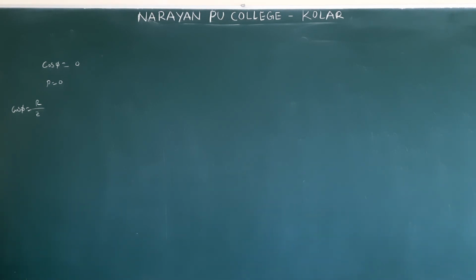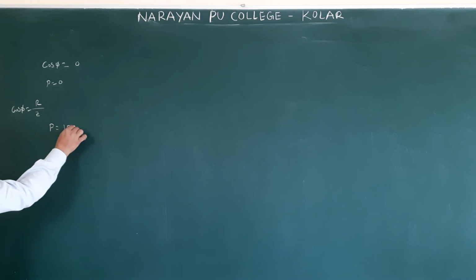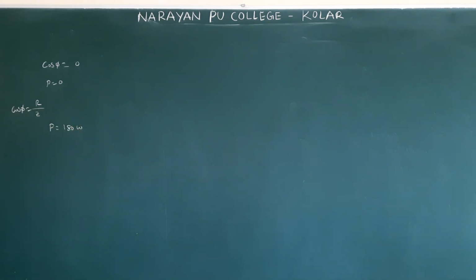So we should calculate the cos phi value. Power value how much they gave? Power P is equal to 180 watts. In that, a new word came for you: virtual current.